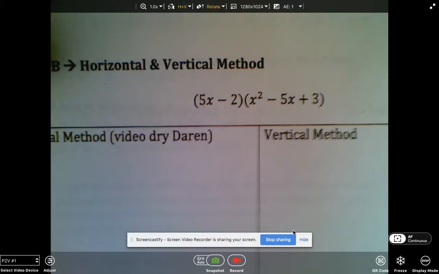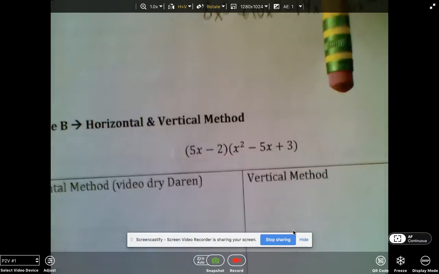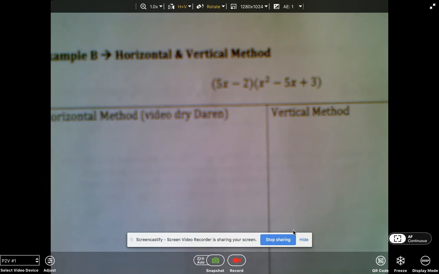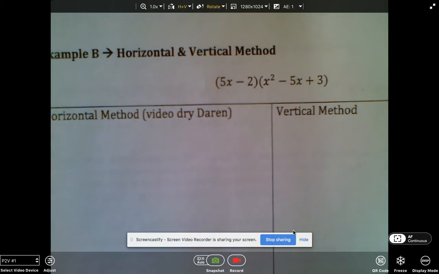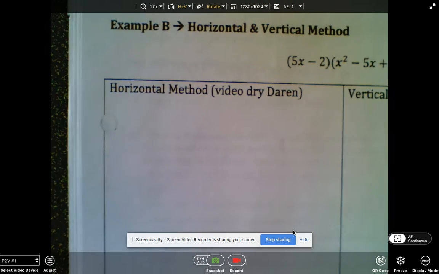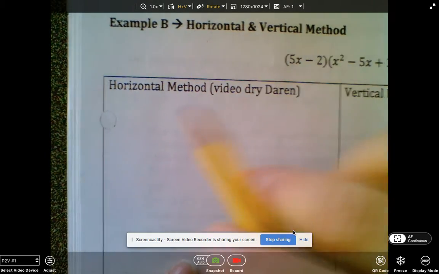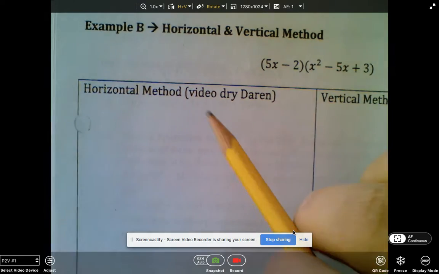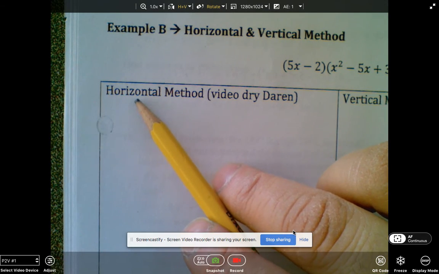Hopefully, I'll add it into the sub plans that you watched the Dry Darren video. If not, you can just do it with this example here. Just like with adding and subtracting, you can either do it horizontally or vertically, depending on which way you like it. The Dry Darren video multiplied horizontally, so we'll start with that.